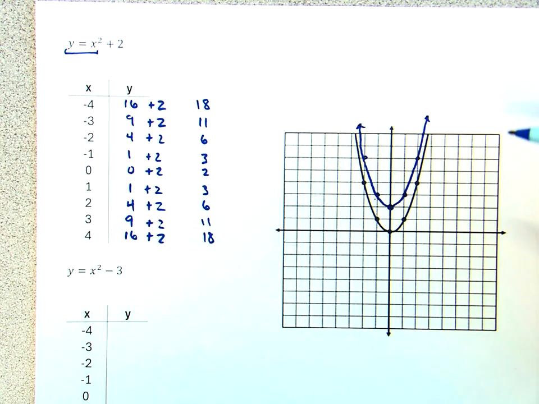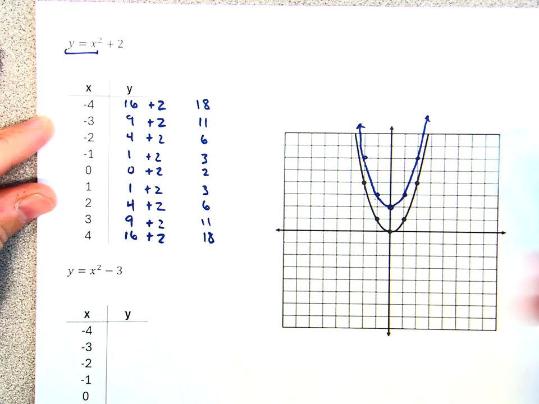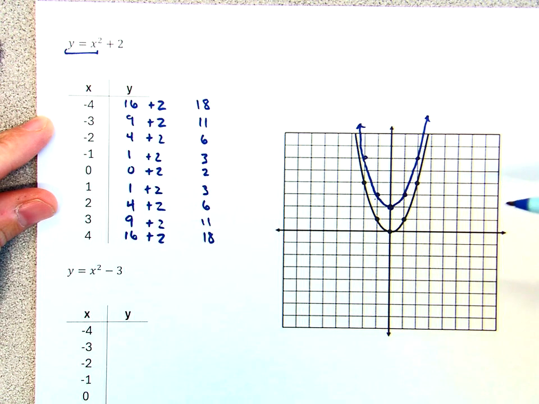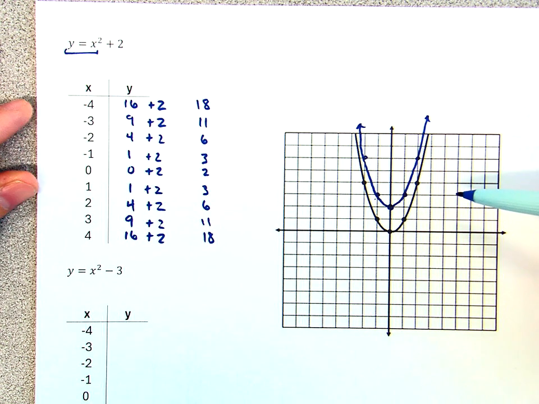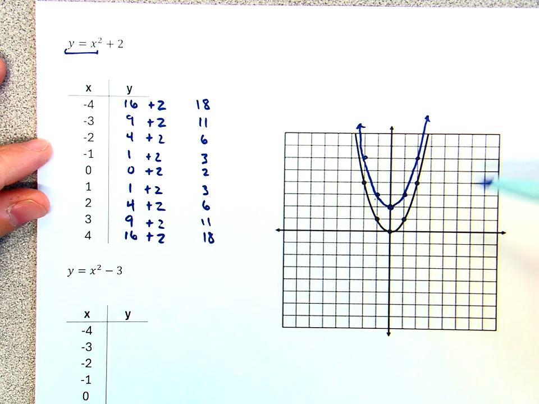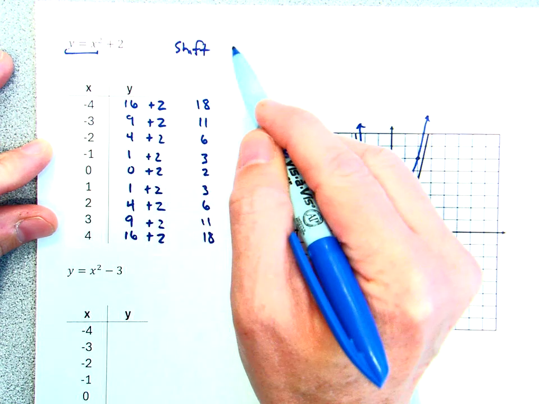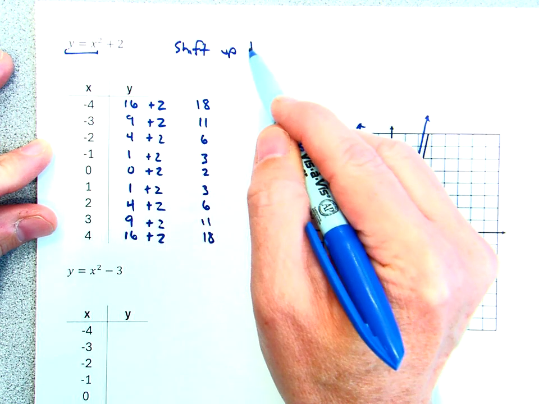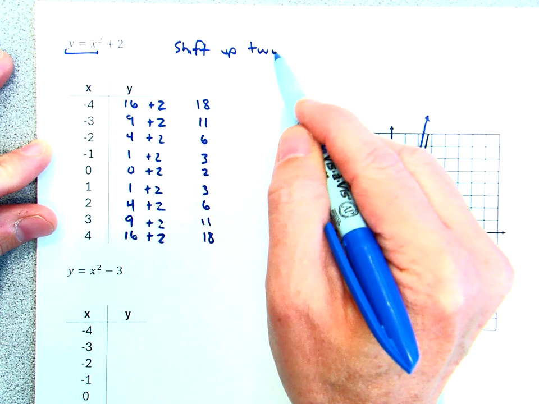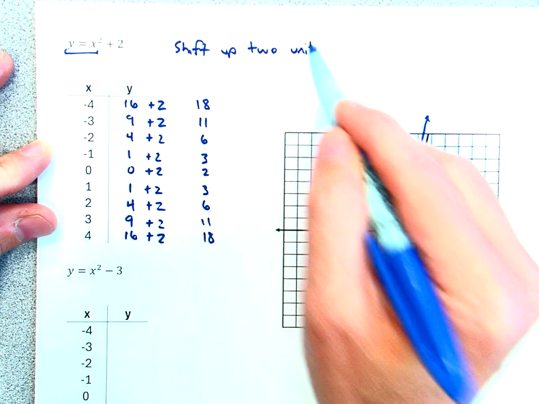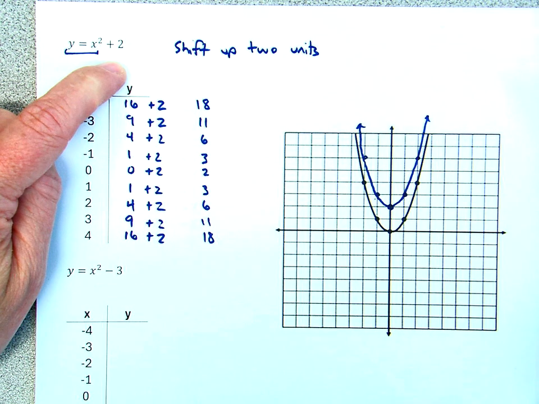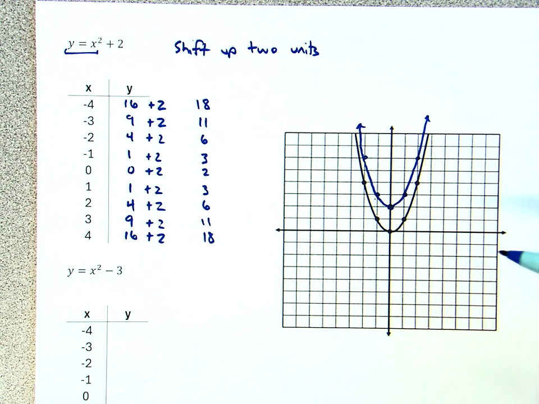it's not actually changing the shape of the graph, it's just changing its position. So adding 2, as we can see, moves or shifts the entirety of the graph up 2 units, right? So this is going to be a shift up 2 units, right? No change to the shape. That's important. No change to the shape, right?